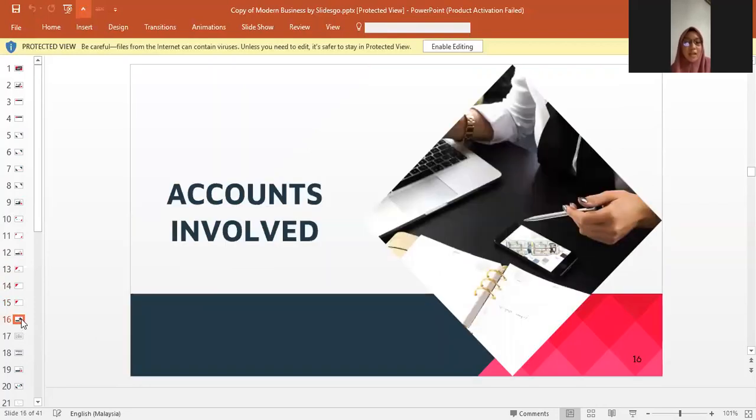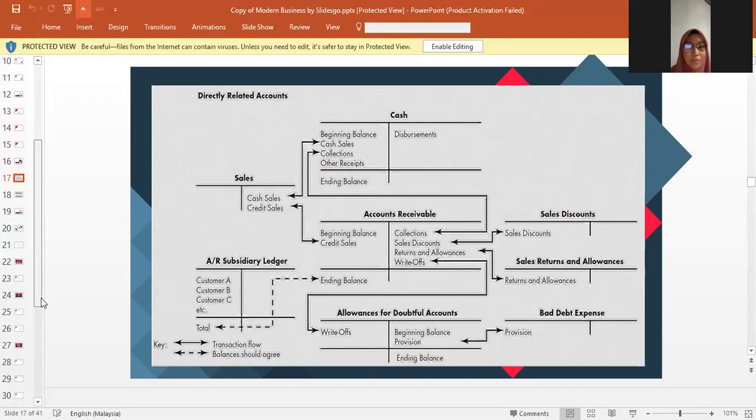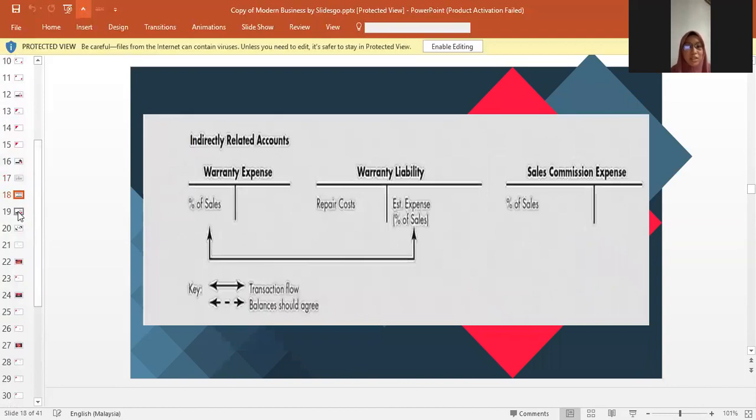And then the accounts involved in revenue cycle. As we can see, there are many accounts involved, such as cash, sales, account receivable, sales discount, sales returns and allowances, bad debt expense, and allowances for doubtful accounts. Next, for indirectly related accounts, we have warranty expense, warranty liability, and also sales commission expense.